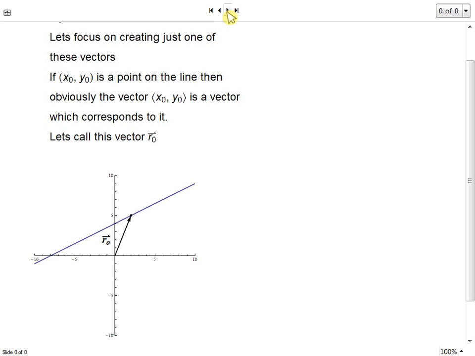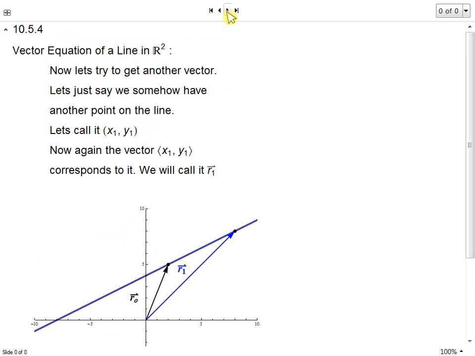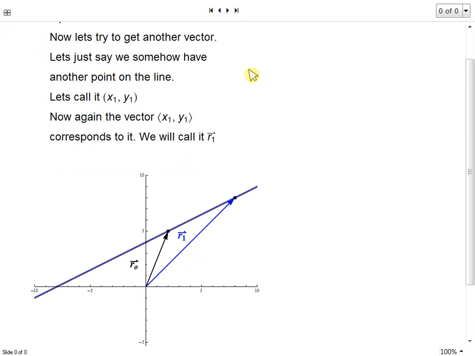Good. Now I needed a point, didn't I? I assumed I knew that point on the line, but I created that first vector. Now, let's try to get another vector. So let's say we have another point. Now I've required us to have two points. Isn't that what we needed anyway? To define a line, don't you always need two points? So if I have a second point, call it x1, y1, then I can create the vector that goes from the origin to that point and call it x1, y1. So now we've got two. We're going to be here all day if we keep doing it this way, right?